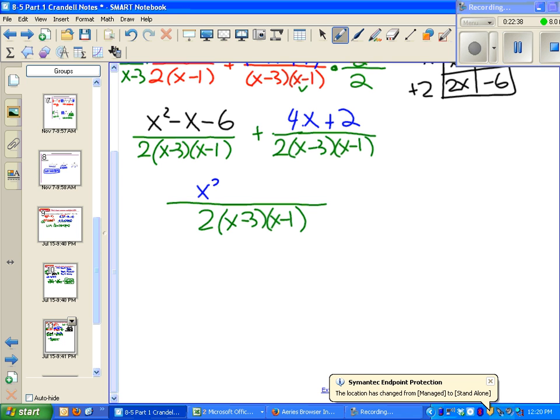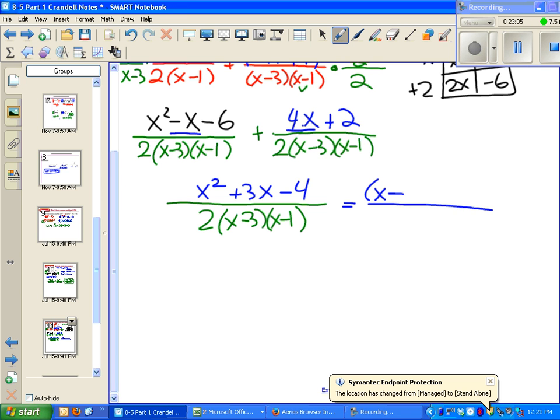So x squared, and then these are like terms. So negative x plus 4x is a positive 3x. And we've got negative 6 and positive 2, so that would be a negative 4. And then the question is, can it reduce? Well, I don't have any multiplication on top, but does it factor? Let's see.